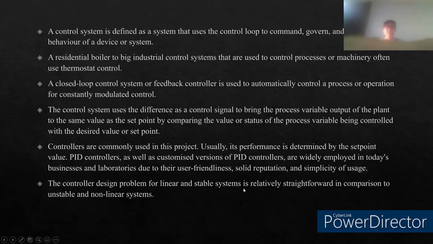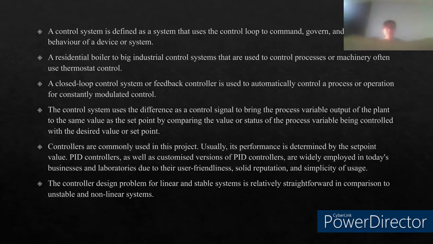A control system is defined as a system that uses a control loop to command, govern, and regulate the behavior of a device or system. For example, from a residential boiler to big industrial control systems that are used to control processes or machinery, they often use thermostat control. A closed-loop control system or feedback controller is used to automatically control a process or operation for constantly modulated control.